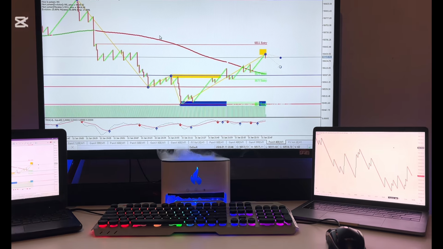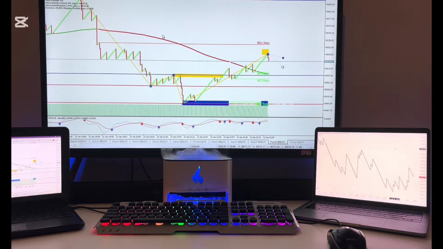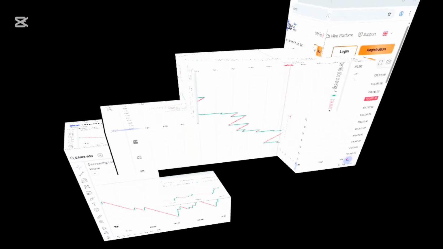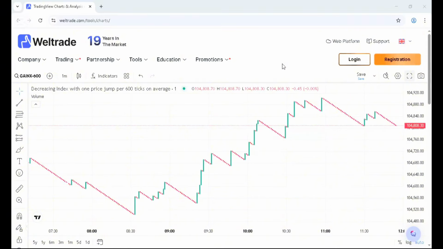So I'm now going to explain the strategy that you can use when you are trading spikes. So guys, today I'm going to be showing you a very good strategy that you can use to trade spikes. It's very easy, guys. So I want you to pay attention to each and every step that I'm going to explain.